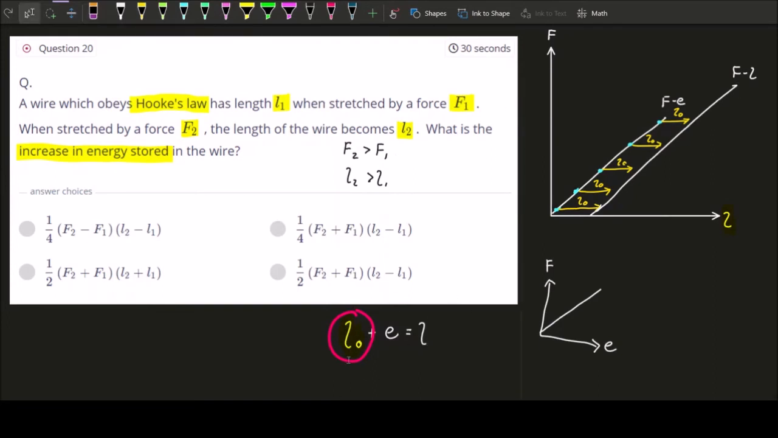Just remember that L0 is a constant, you add it to the elongation, then you get the final length. So if you are plotting F-L, just add a constant of L0 to all the dots on the F-E graph. Now I'm going to remove this old graph.